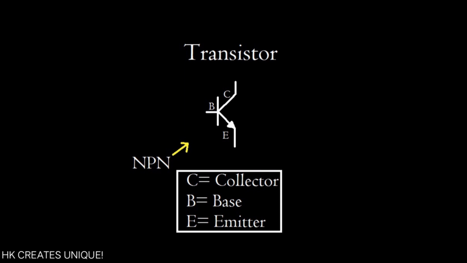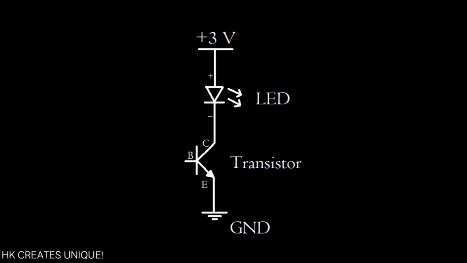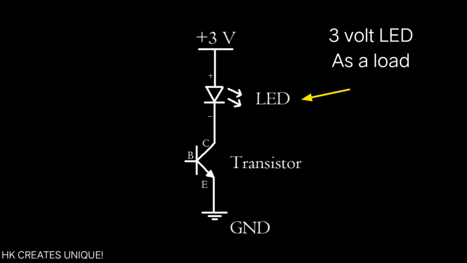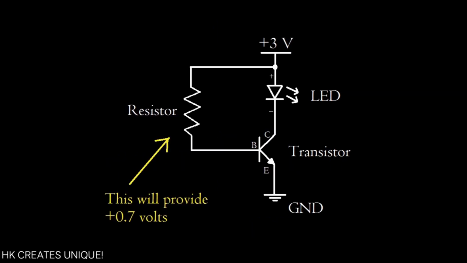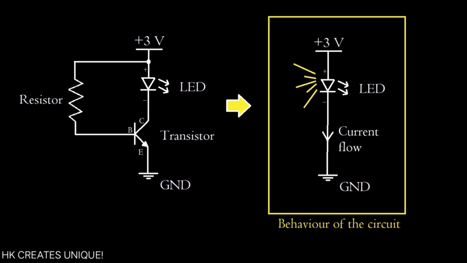Alright, first of all, what I'm going to do is use an NPN type transistor as a switch, like this. Our load here is the 3 volt LED. We know that a transistor requires a base voltage of around positive 0.7 volts to act like a closed key. So let's connect the base to the positive terminal in combination with a resistor such that the base gets positive 0.7 volts. Therefore the LEDs are on.